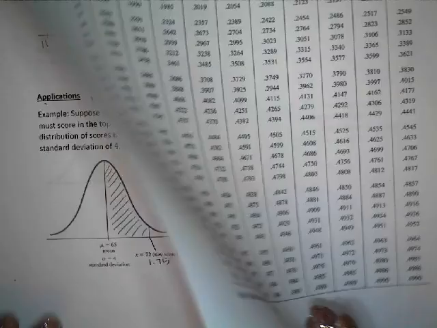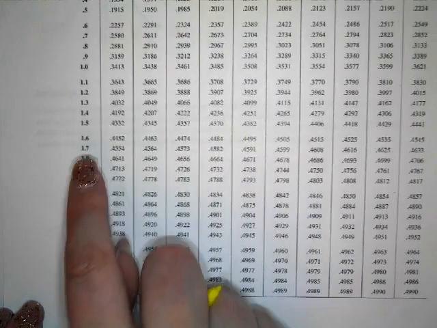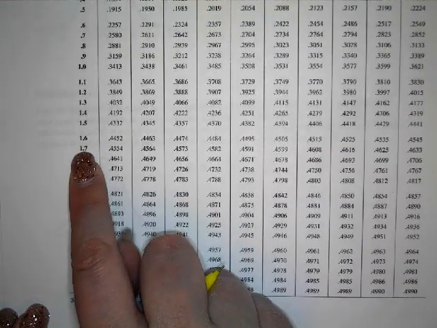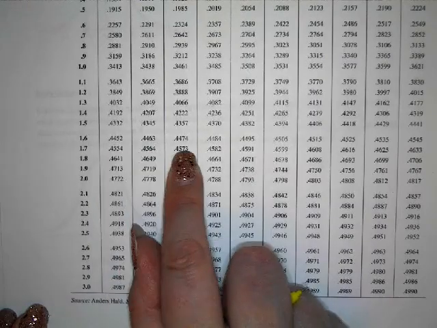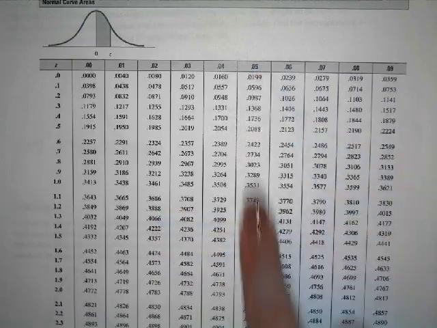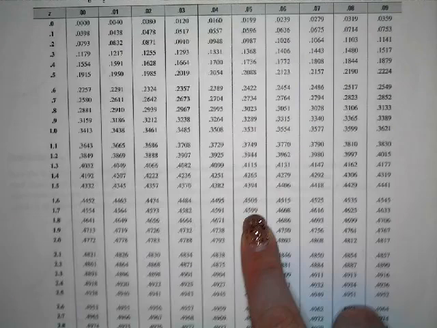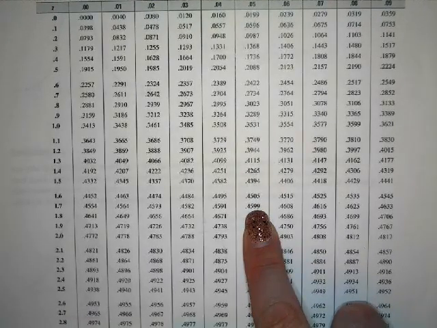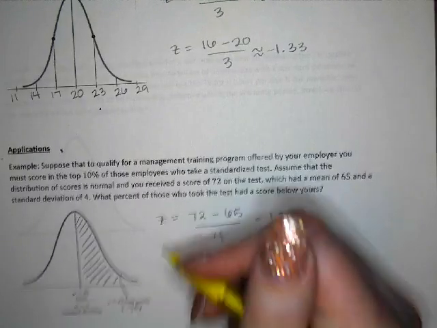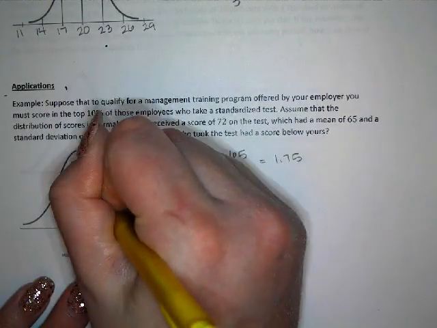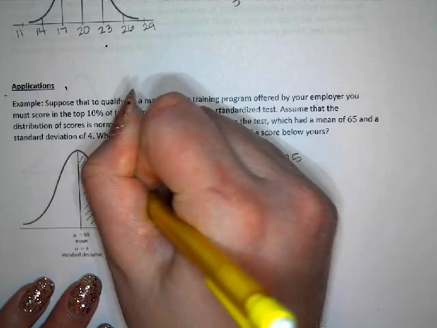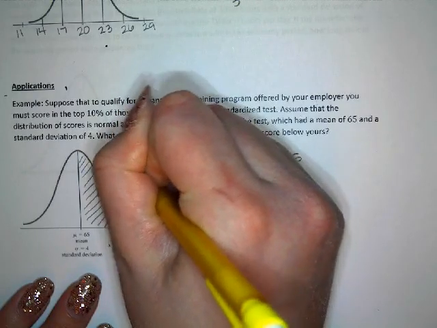And it was 1.75. So here's 1.7. There's 0, 1, 2, 3, 4, 5. I can see that from up here. So 1.75 is 0.499. So the probability that they scored in here is 0.499. Nope, it was 0.4599. Yep, 4599.